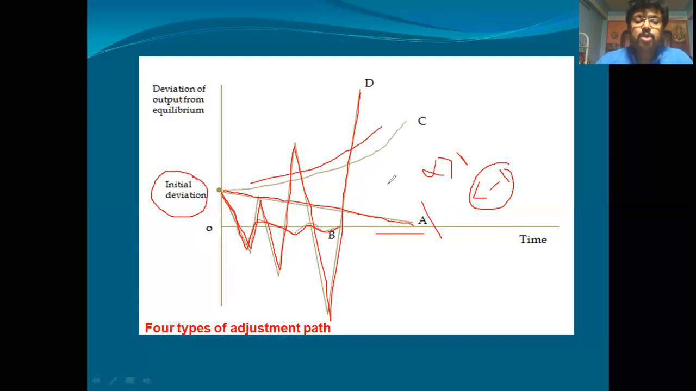So in this diagram, we have shown four types of adjustment. If the income deviates from the equilibrium income, what will happen depends upon the value of alpha, and the value of alpha depends upon S, the marginal propensity to save, and the capital output ratio v. Okay, this is the value of alpha.